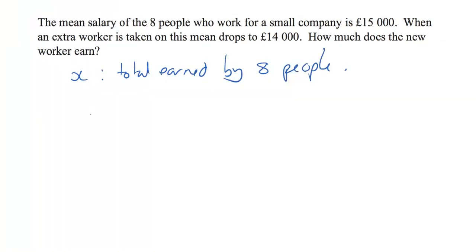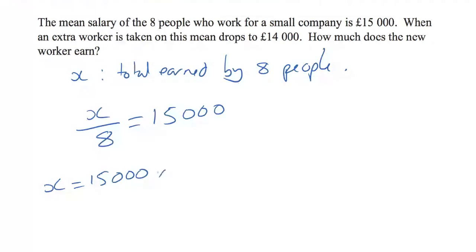So that means that we can say that X divided by 8, so the mean, is going to be 15,000. Okay, so from there we can work out what that is again. So we could say that X is going to be 15,000 times 8. And if we work that out, that is going to come out at 120,000. So those 8 people in total earn 120,000.